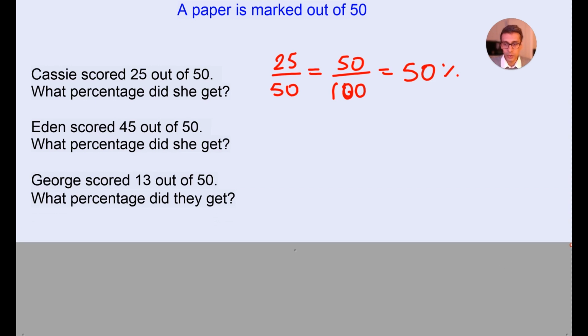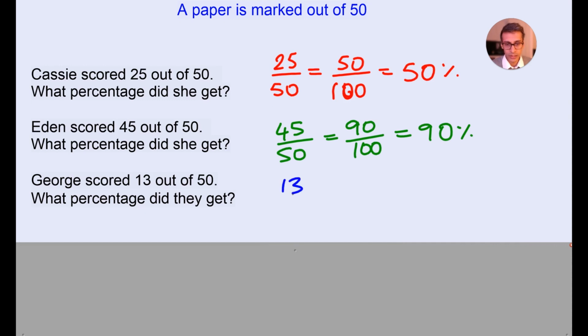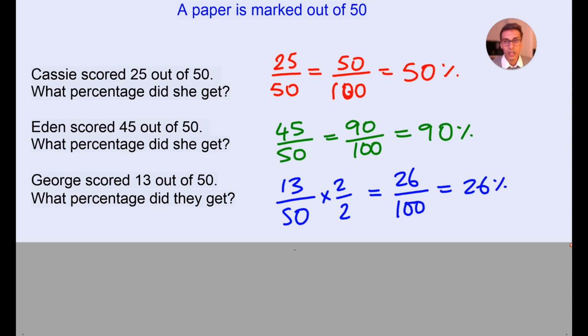Okay, next 2 examples. Have a go with both of these and then we're going to show you the answer. Okay, so here we can see the next question, 45 over 50, which is equal to 90 over 100, which is 90%. And then the last one, we got 13 out of 50 times 2 over 2, which is 26 over 100, which is 26%. So the key thing to remember is that's 50%, that's 50%, that's 50%. So in all these cases, we are representing these in the same way.